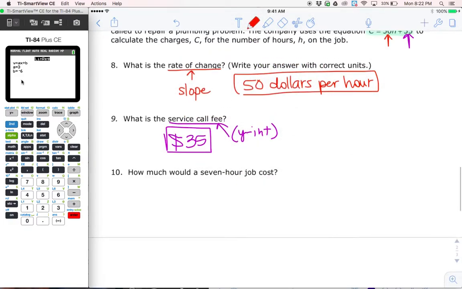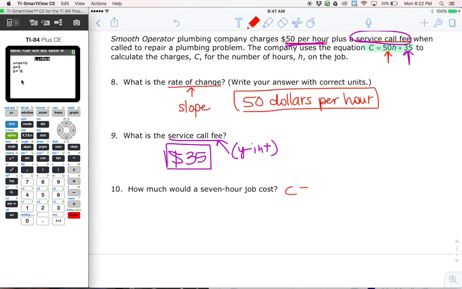Last but not least, how much would a 7-hour job cost? Well, they gave us an equation to calculate the cost. The cost is going to be equal to $50 an hour plus a $35 service fee. So for 7 hours, we're just going to plug that in for h, and we're going to figure out this total cost. So let's see. 50 times 7, so $50 an hour for 7 hours, plus that $35 service call fee gives me a total price of $385.